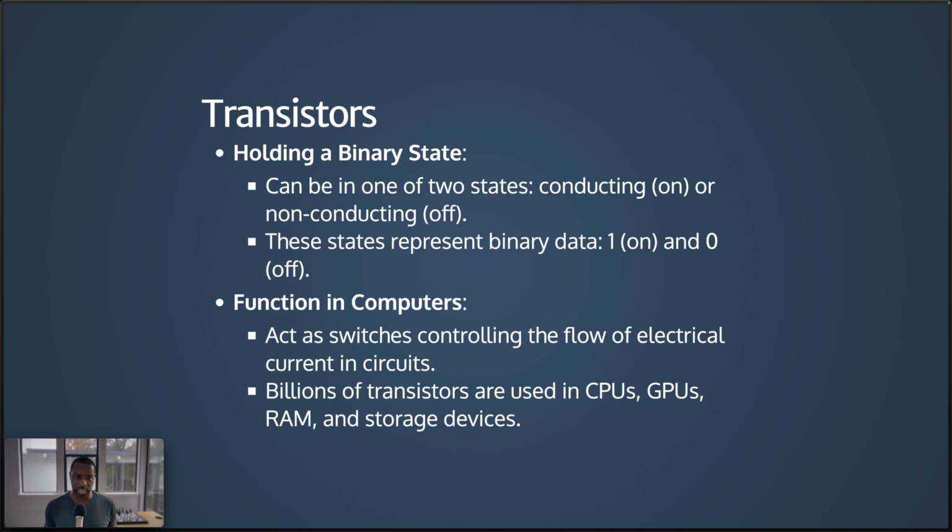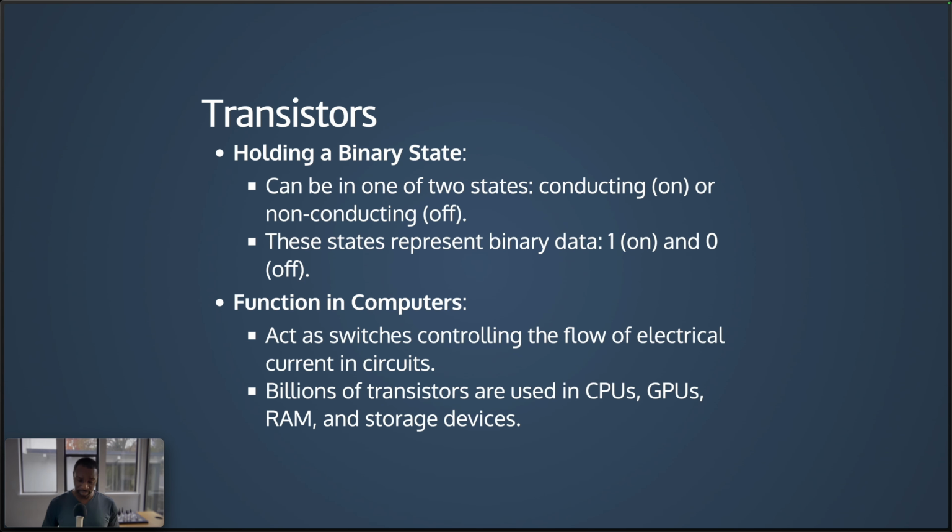Talking more about transistors, as I mentioned before, a transistor holds a binary state. It can be in one of two states, conducting or on, or non-conducting or off. And these states represent binary data, 1 as on and 0 as off. Their function in computers is to act like switches controlling the flow of electrical current in circuits. Billions and billions of transistors are used in CPUs, GPUs, RAM, and storage devices.